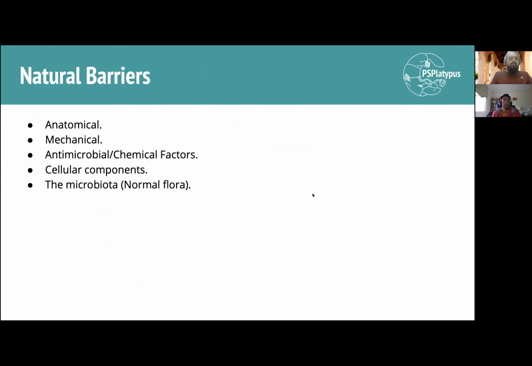So natural barriers are part of our innate immune system, like first and second lines of defense. There are some anatomical barriers, mechanical barriers, antimicrobial or chemical factors. We have cellular components, like white blood cells, and then we have the microbiota, or our normal flora, which we went through in detail in week 6.